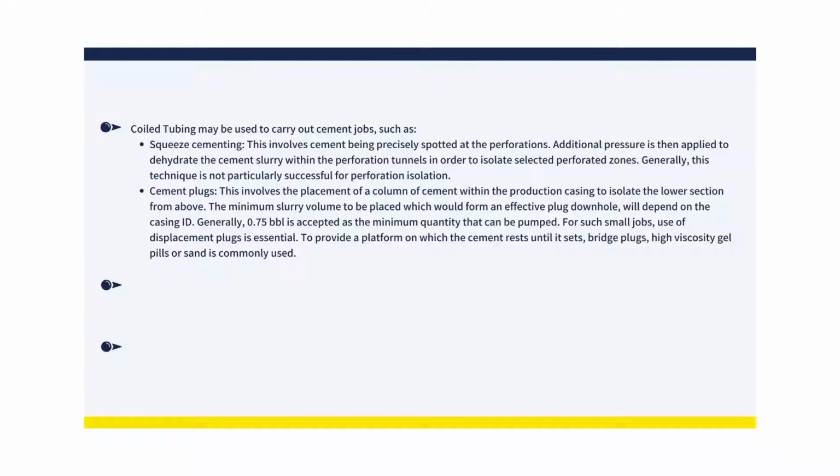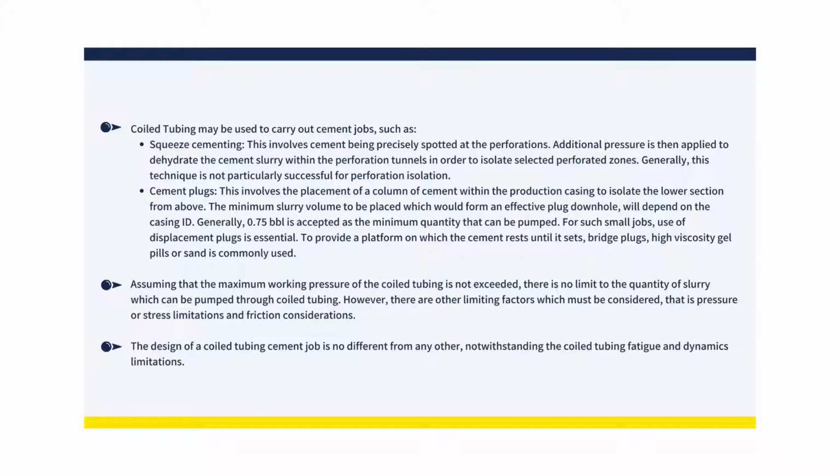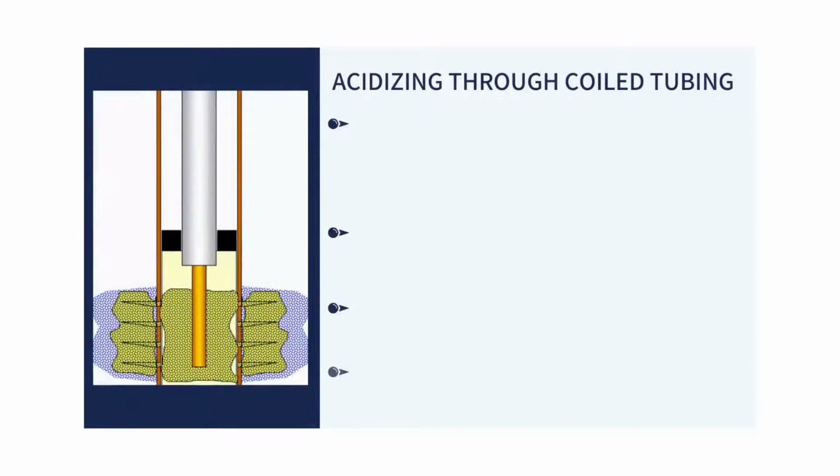To provide a platform on which the cement rests until it sets, bridge plugs, high-viscosity gel pills or sand is commonly used. Assuming that the maximum working pressure of the coiled tubing is not exceeded, there is no limit to the quantity of slurry which can be pumped through coiled tubing. However, there are other limiting factors which must be considered, that is pressure or stress limitations and friction considerations. The design of a coiled tubing cement job is no different from any other, notwithstanding the coiled tubing fatigue and dynamics limitations.